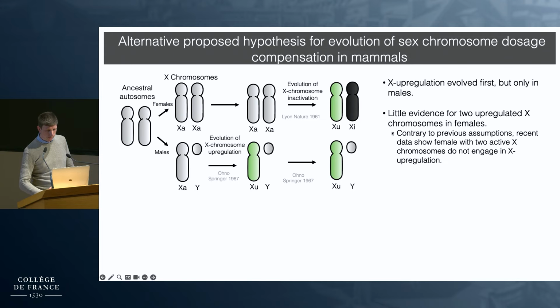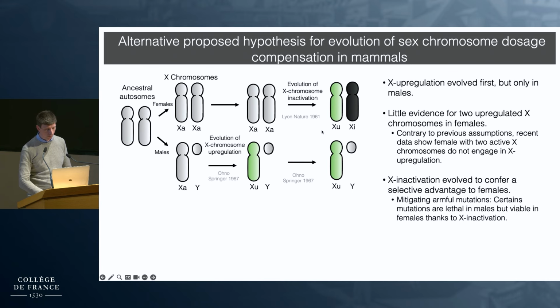But unlike the usual interpretation of Ohno's hypothesis, we have little evidence for two upregulated X chromosomes in females. And contrary to previous assumptions, recent data shows females with two active X chromosomes actually do not engage in X chromosome upregulation. So instead, we would like to propose that X inactivation evolved to confer a selective advantage to females rather than to resolve the two upregulated X chromosomes.